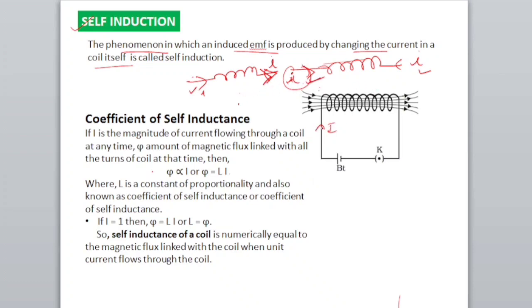So here in one coil, current is changing, and in the same coil, current is produced. This phenomenon is called self-induction, and now the coefficient of self-induction. If I is the current flowing through a coil and phi is the amount of flux linked with this coil, then phi is directly proportional to I, or phi equals L I. L is called the constant of proportionality, the coefficient of self-inductance or coefficient of self-induction. So for the self-inductance of a coil, if you put I equal to 1, then phi equals L. It means the self-inductance of a coil is numerically equal to the magnetic flux linked with the coil when a unit current flows through it, right? Hope it's clear to all of you.